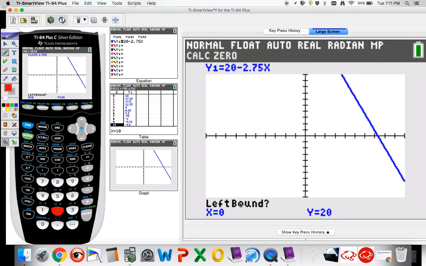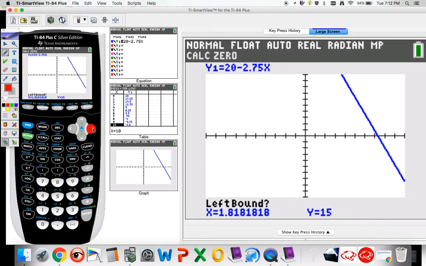Okay, so here it says left bound. So what you have to do is you got to move your blinky. Right now my blinky is up here at x equals 0. So it's somewhere up here. I need to move it over because I want it to be on the left side of this point. So I'm going to hit my little arrow. I'm going to keep hitting my little arrow until I see my blinky come down.